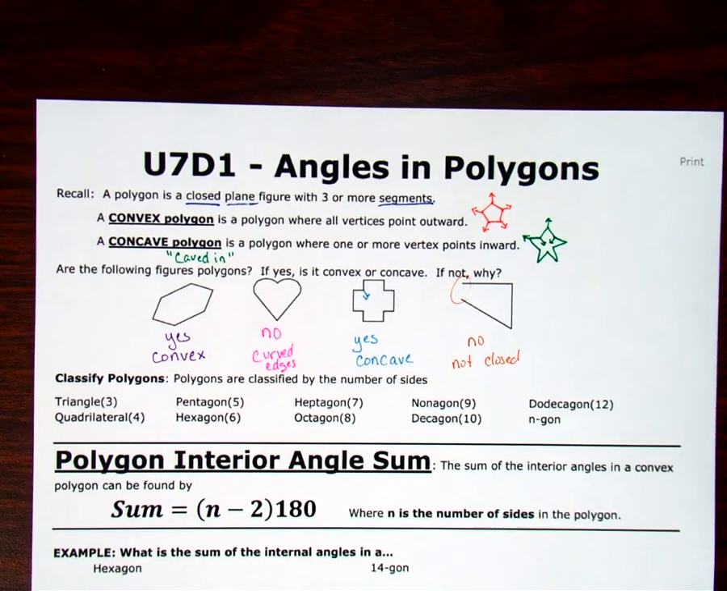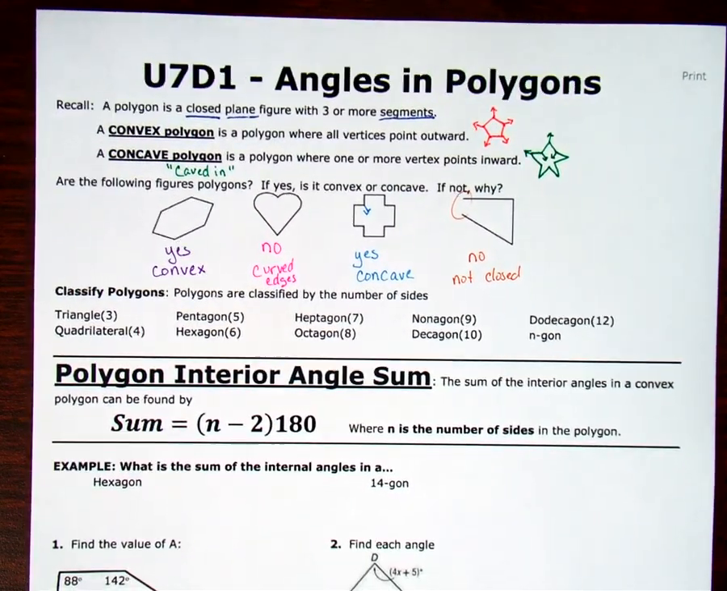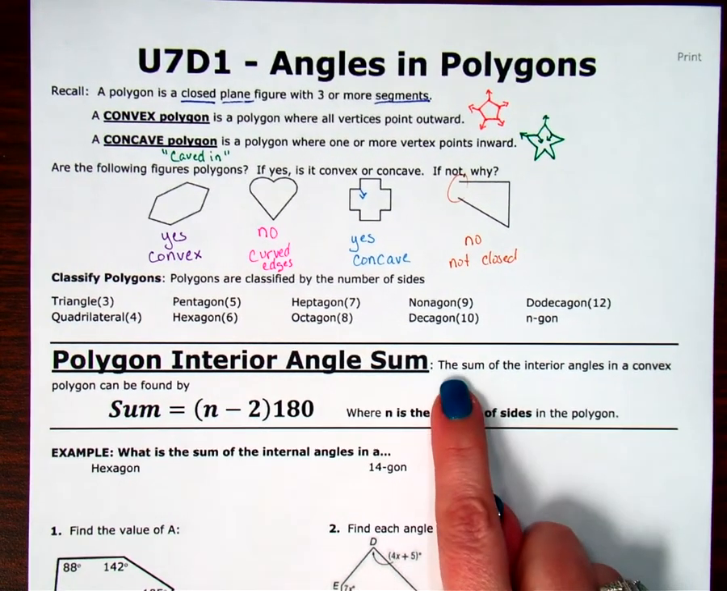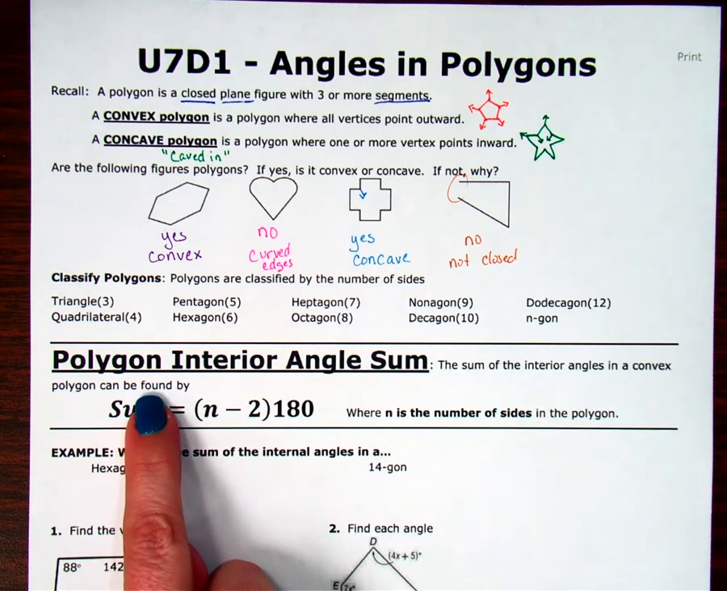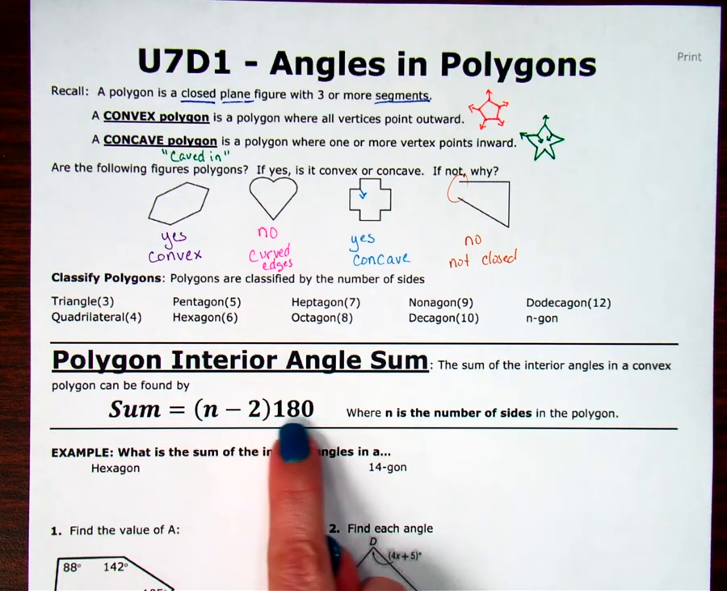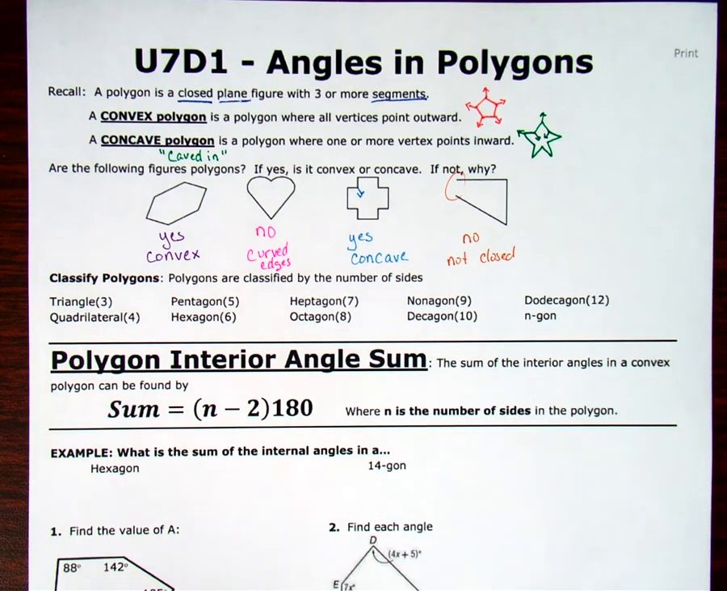The next thing we're going to talk about, and we'll apply it in the next video, is the polygon interior angle sum theorem. It says the sum of the interior angles in a convex polygon can be found by the sum equals (n minus 2) times 180, where n is the number of sides. Okay, and we're going to look and see why exactly that is.